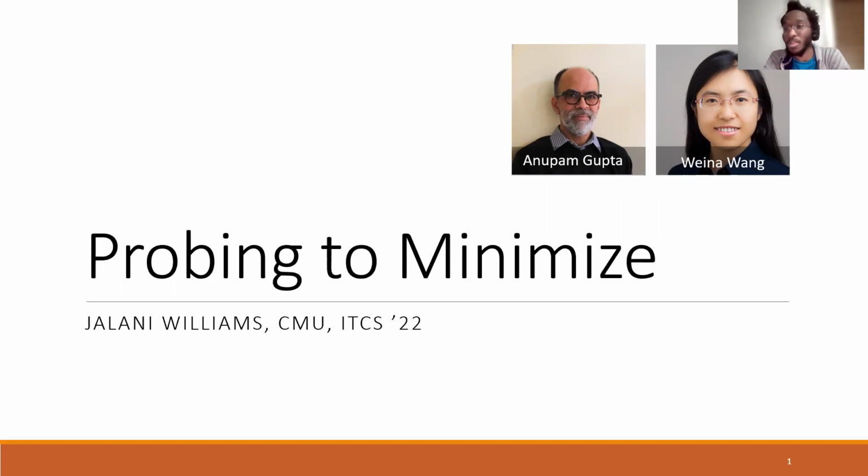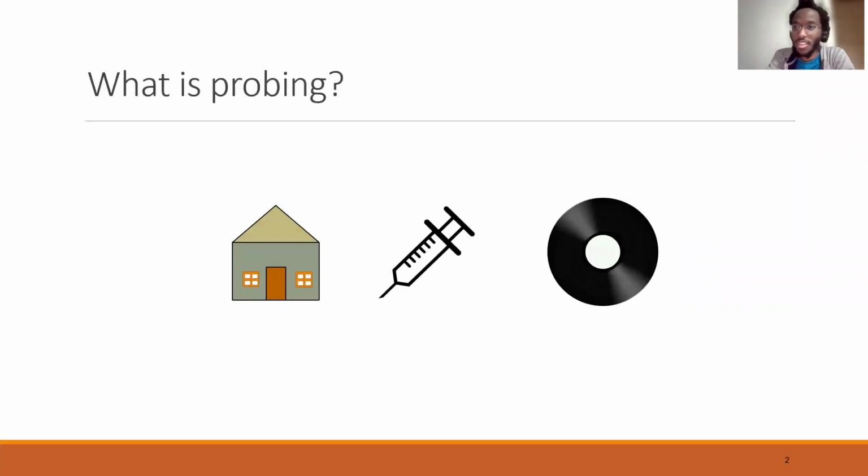We call it probing to minimize. And so the first thing you might be asking is, what is probing? To help elucidate that, I'm going to talk about a few specific examples of probing. The most basic concept that defines probing is that there's some randomness in the world that you have to interact with in order to find out what its value is.